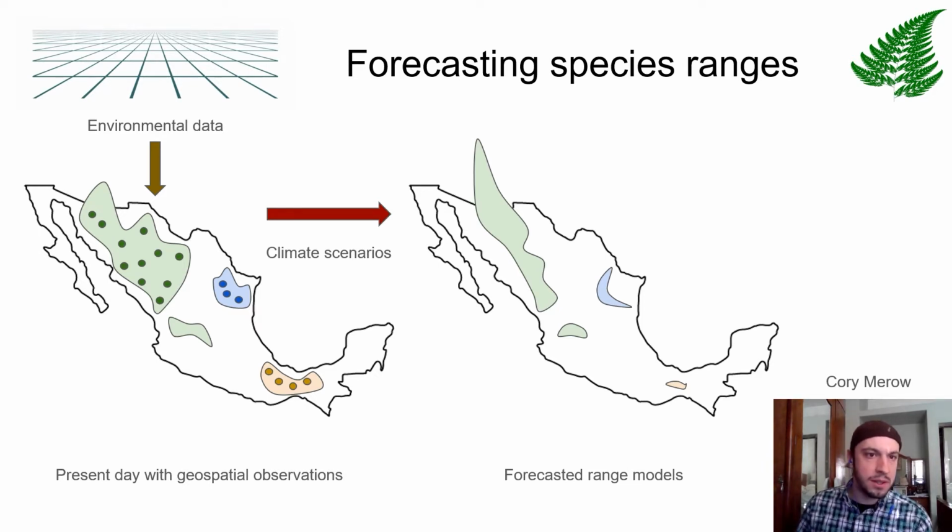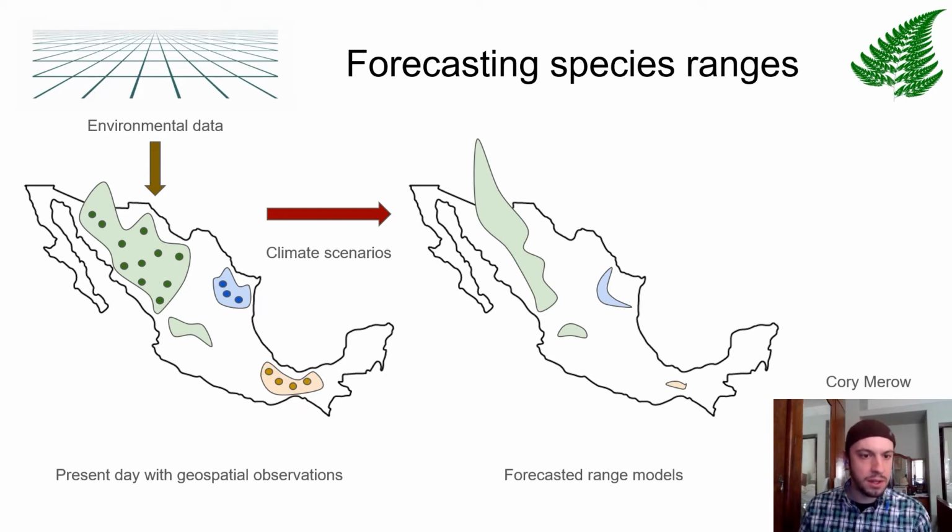So it starts with this grid of environmental data that we overlay on top of the whole planet. And this environmental data comes from many sources and represents what are called bioclimatic variables relevant to any given species that you might be interested in. For plants, it tends to be some combination of soil data, temperature, and precipitation.